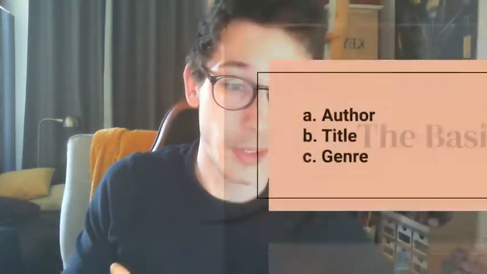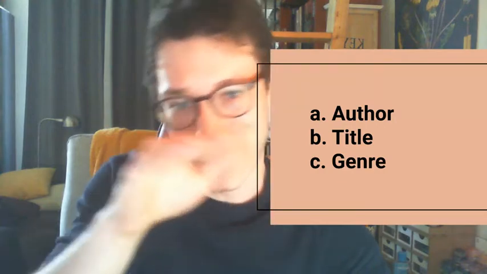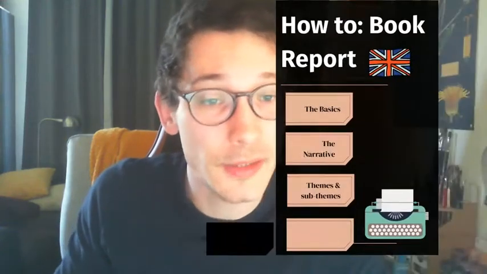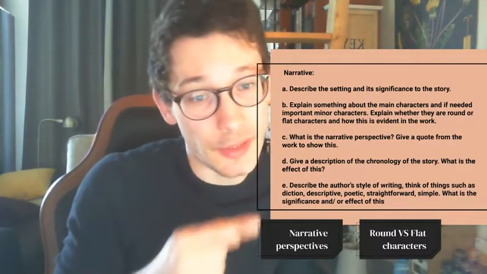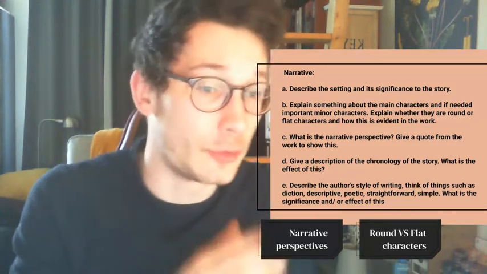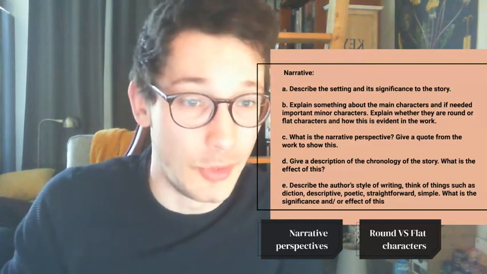First thing you write about when you're writing a book report, this is the start, is just the general information. So if you just get a first heading that says basic information, just give us a quick overview of these three things. The next heading should say the narrative. The narrative consists of several sub things. I'm going to quickly go through them now, explain a few things, and then there's narrative perspectives and round versus flat characters that I'm going to go into in more depth in a moment, okay?